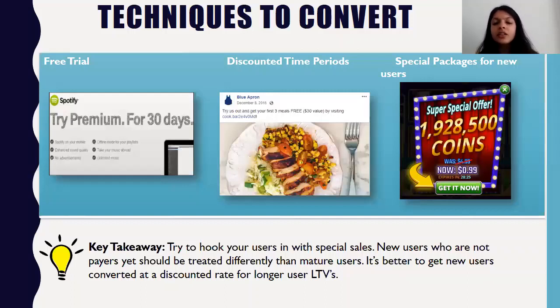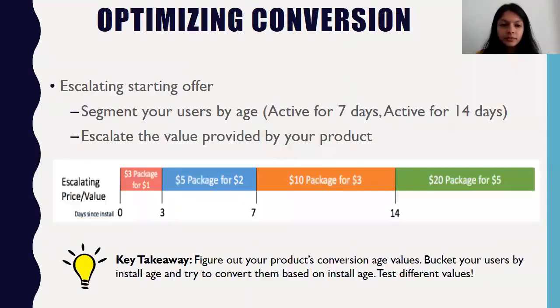So the key takeaway here is to try to hook your users in with special sales. New users who are not payers yet should be treated differently than mature users. You don't want to give everyone the same price point. It's better to get new users converted at a discounted rate for longer user LTVs, right? So it's better to give them discounts as much as you can so you can get them converted. And once they're converted, then you can try monetizing them more.